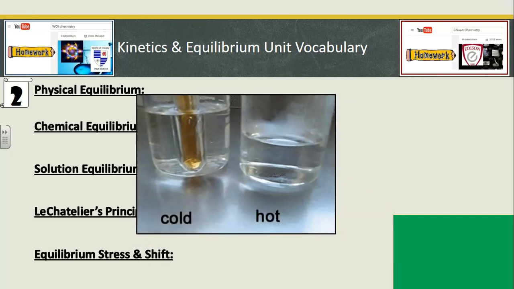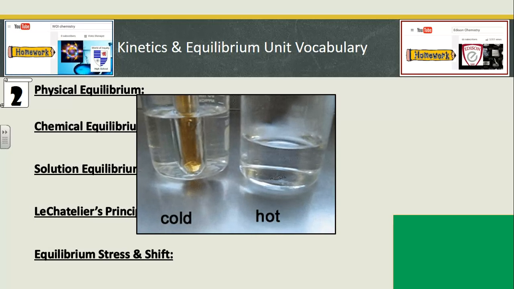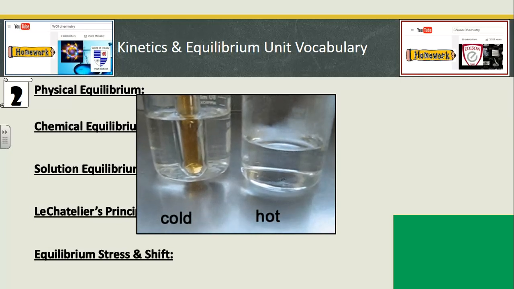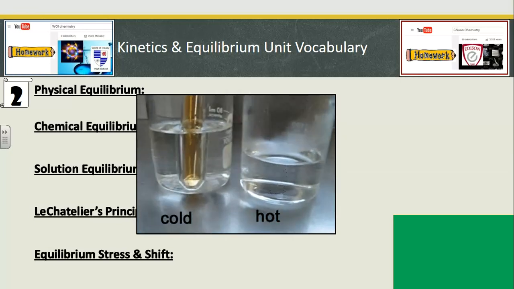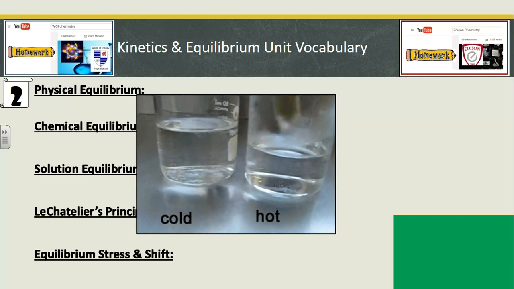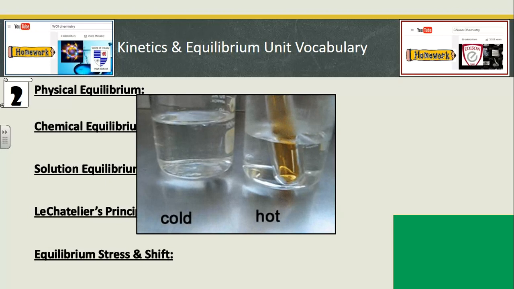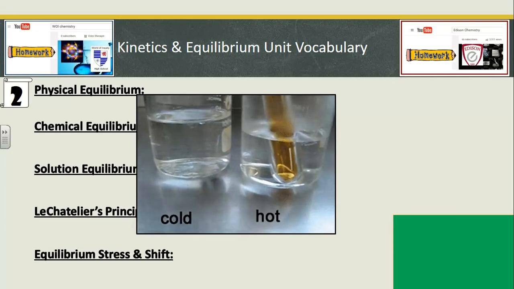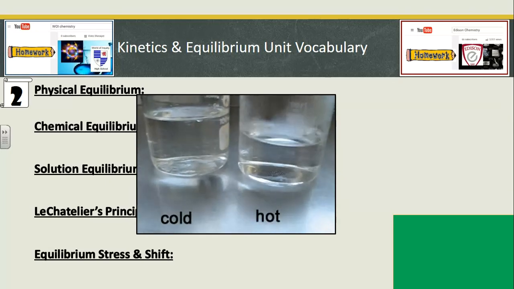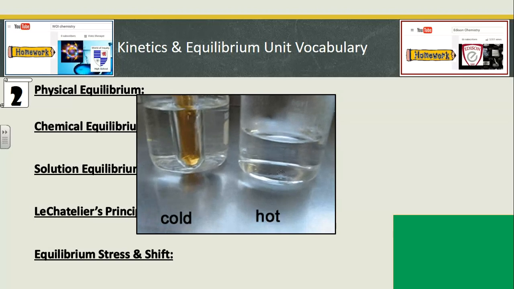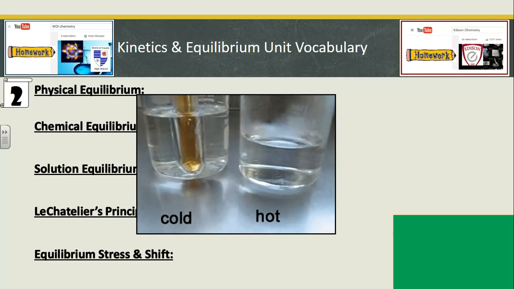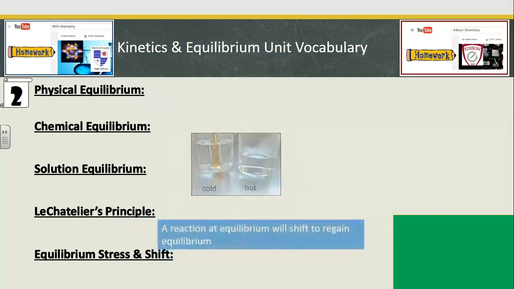Le Chatelier's principle is illustrated in this short GIF that shows how when you change conditions, you can get a change in your reaction. So when you stress an equilibrium, the reaction itself changes. It's difficult to see, but that gas in that tube is actually getting lighter and darker based upon the temperature of water that it's placed in.